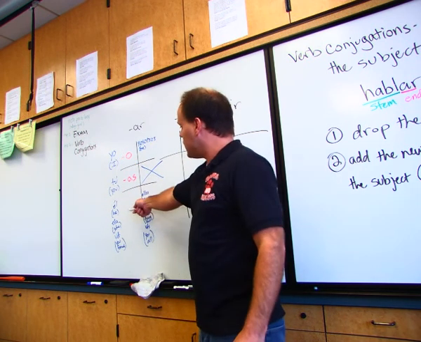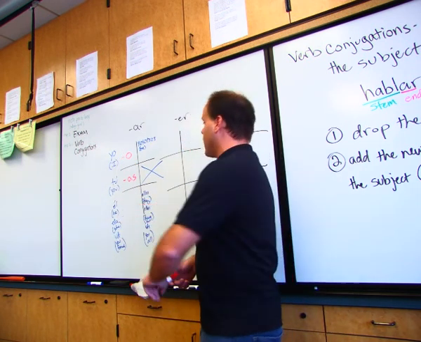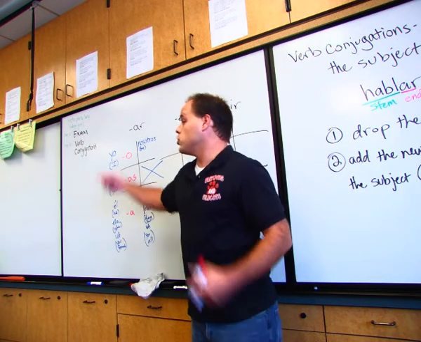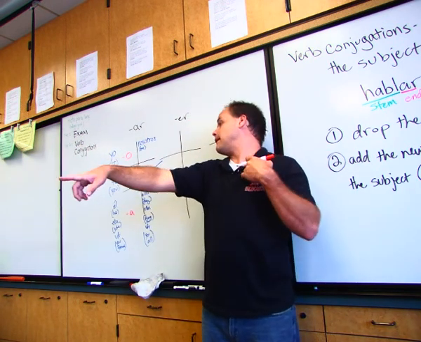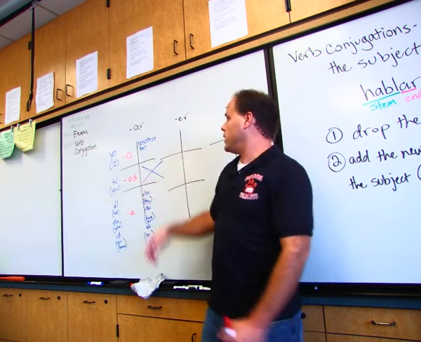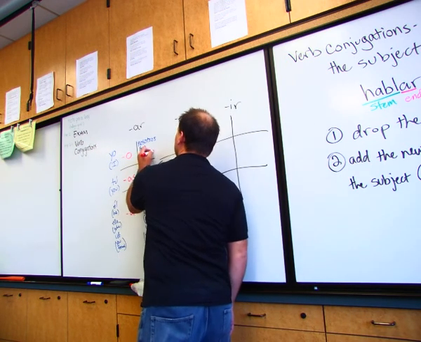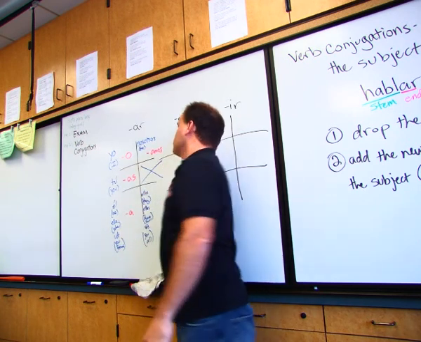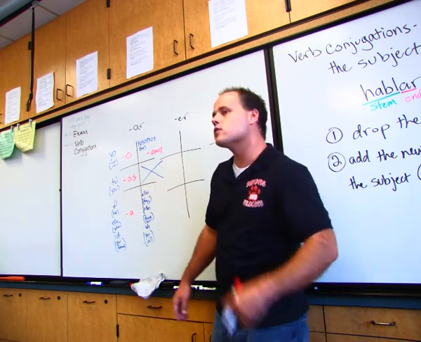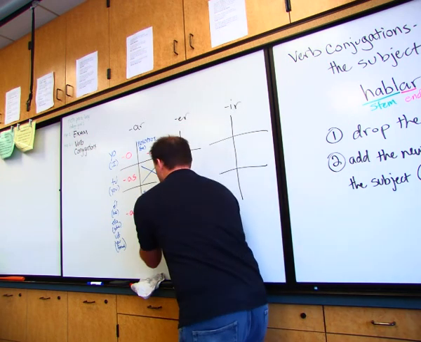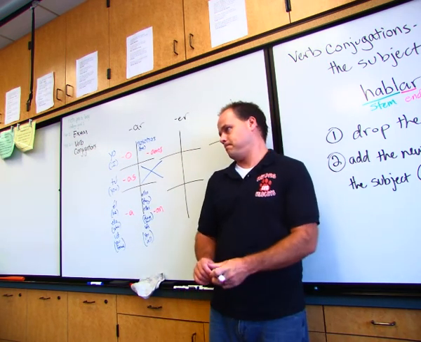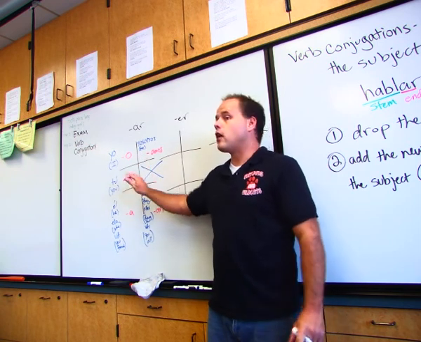If it's he, she, or you formal, we drop the AR and what do we add? A. So yo hablo, tú hablas, él, ella, usted habla. If it's we, we drop the AR and we add amos. Nosotros hablamos. And finally, ellos, ellas, ustedes, we drop the AR and add an. Ellos hablan. This is for AR verbs.